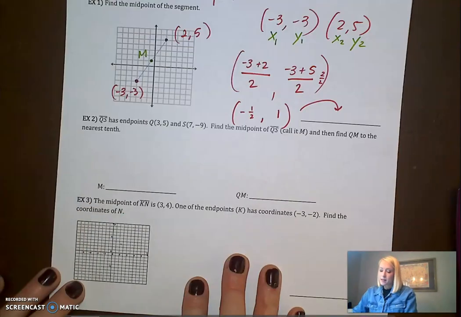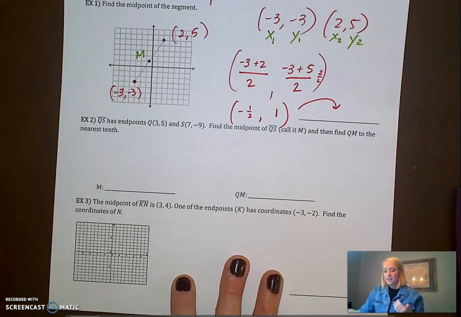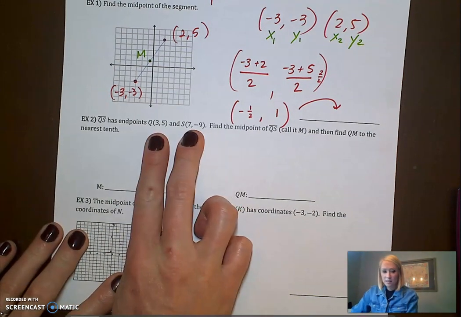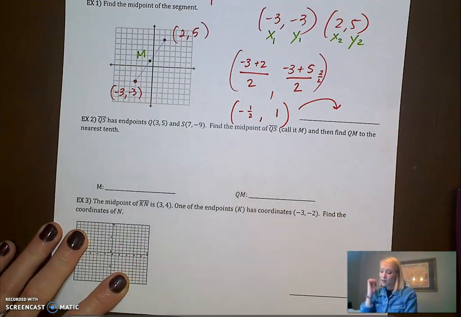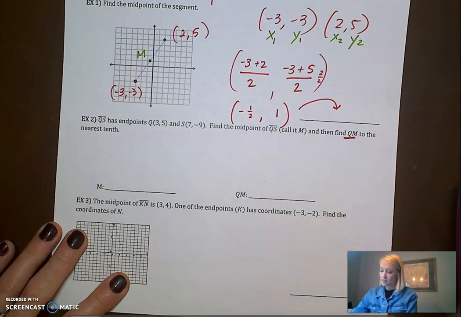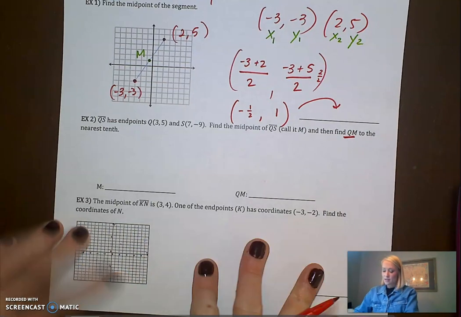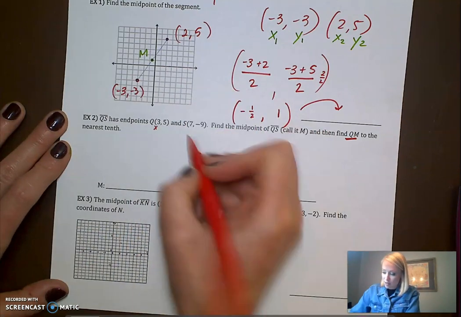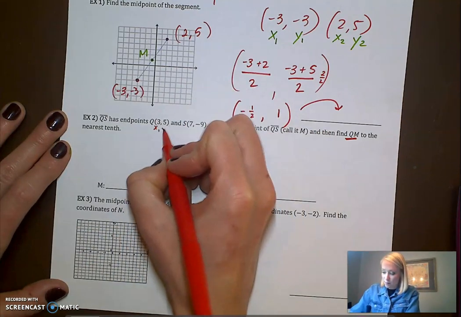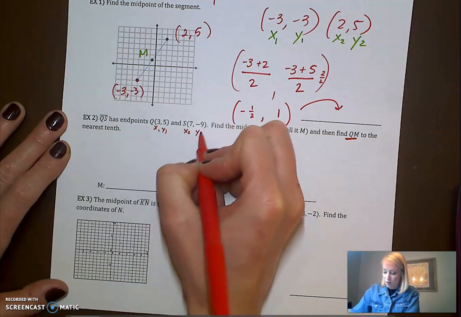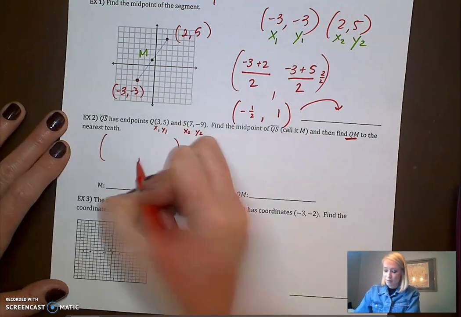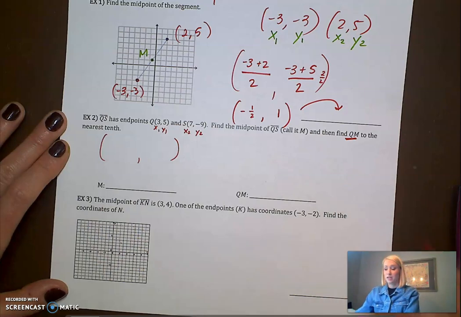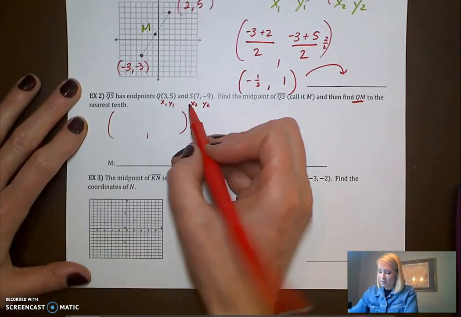Okay. Example 2 says QS has endpoints, this and this. So I want to find the midpoint, call it M, and then I want to find QM. This means find the length to the nearest tenth. So here's what I'm going to do. I'm going to show you how to set up the midpoint. So I would start, take your ordered pairs, call them x1, y1, x2, y2. And I'm going to plug it into the midpoint formula. I don't even need the picture. I can just use the formula. Pictures always help, but not necessary.